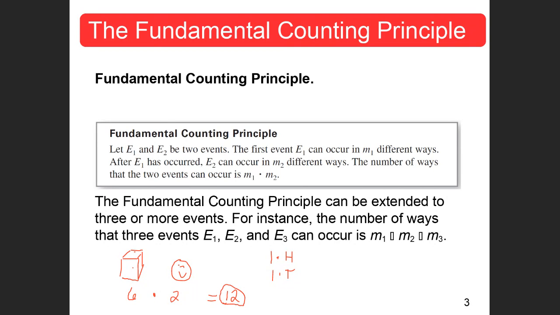And I could list them all out. I could get a 1 on the dice and a head on the coin, 1 on the dice and a tail on the coin. I could get 2 heads, 3 heads, 4 heads, 5 heads, 6 heads. I could get 1 tail, 2 tails, 3 tails, 4 tails, 5 tails, 6 tails. So if you add all those up, that's 12 different possibilities there could be. But it's very easy to just multiply the total number out. Okay, that is called the fundamental counting principle.